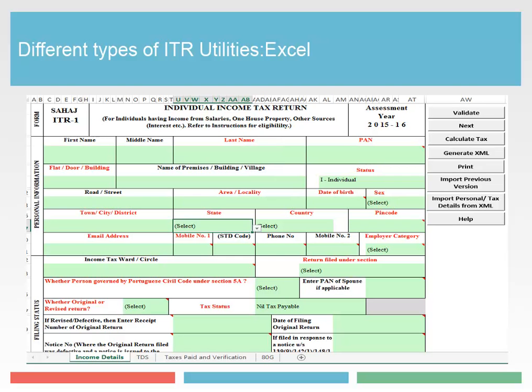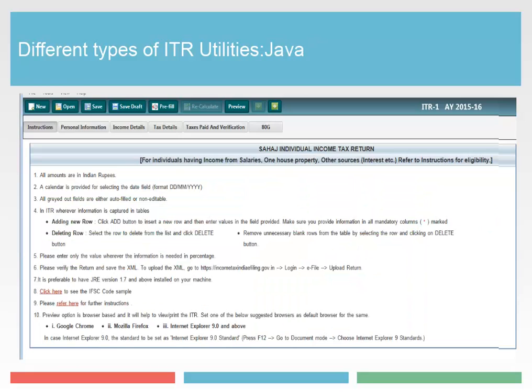One way to file ITR is to download and fill the Excel utility. This utility is based on Microsoft Excel software and uses macros. Another way is to download and fill the Java utility. This ITR utility is developed using Java technology and effort has been made to make it user-friendly, with simpler and faster preparation of tax returns.